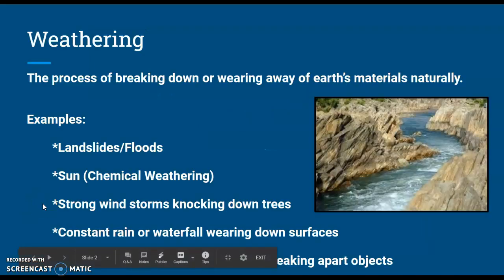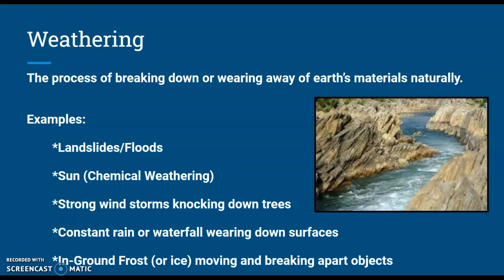Weathering. Weathering is a process of breaking down or wearing away of Earth's materials naturally. Examples: landslides, floods, the sun, as for chemical weathering, strong windstorms, maybe knocking down trees or blowing things over, constant rain or waterfall, wearing down surfaces. I think of a whole bunch of rocks that are near the beach that are very smooth. The water has pushed on that over time and has made any of the jagged edges either break down or disappear or flow into the bottom of the lake or river. So these smooth surfaces are due to the weathering of the water breaking it down.